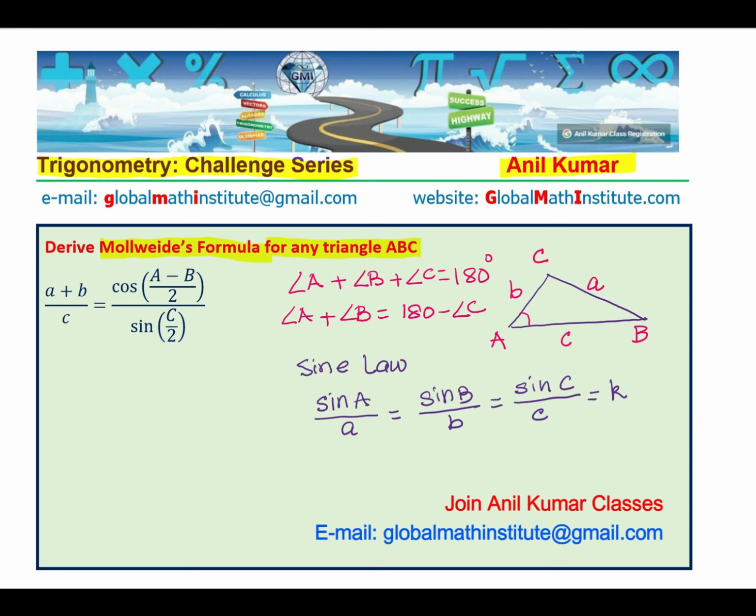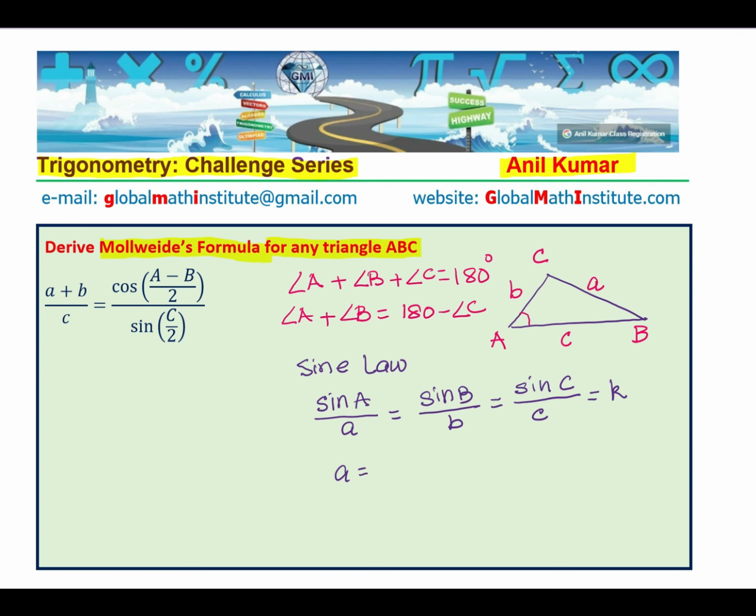That's what it is. If you look at the formula, it is a plus b over c in terms of sine and cosine, right? So from this formula, you can cross multiply and get the values of a, b, c. So a will be equal to, when you cross multiply, k comes in the denominator, sine A over k. b will be sine B over k. And c will be sine C over k. Perfect. So as you can see, we can write a, b, c in terms of sine.